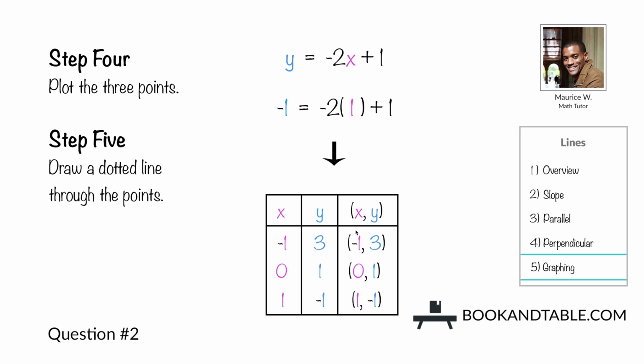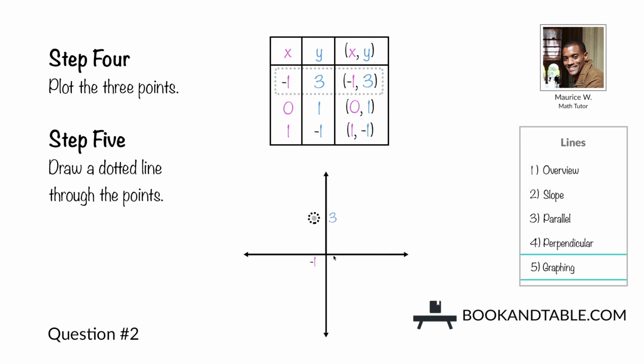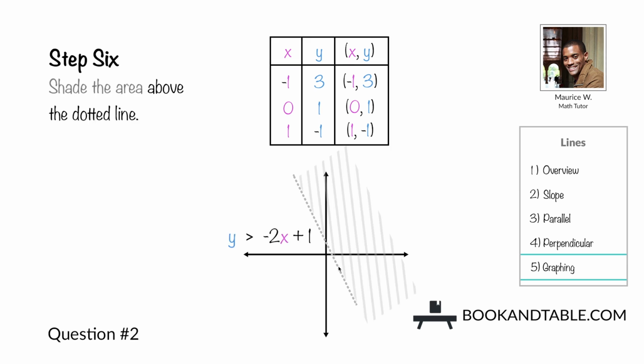So step 4, plot the 3 points. Go to negative 1 on the x-axis, go up to positive 3 on the y. 0 is here, so we go up 1. So that's 0, 1. And we go over 1 and down 1 to 1, negative 1. And now we draw a dotted line through those points. And step 6, shade the area above the dotted line. Above represents greater than. Since it's not equal to, that is why we had the dotted line instead of a straight line. So this is what the sketch of y is greater than negative 2x plus 1 would look like.